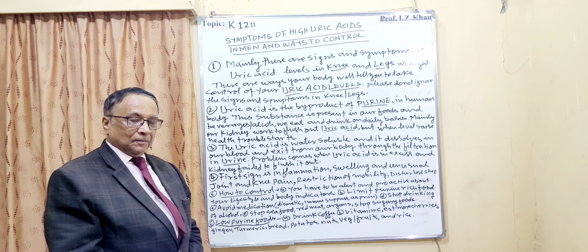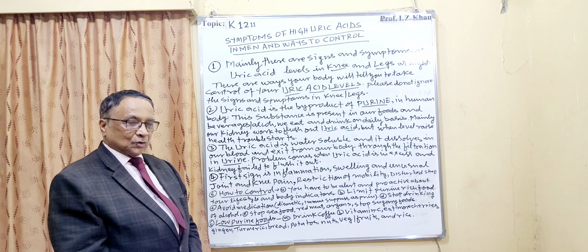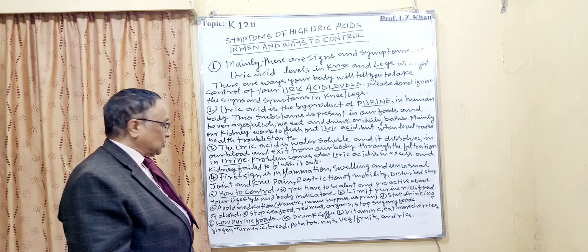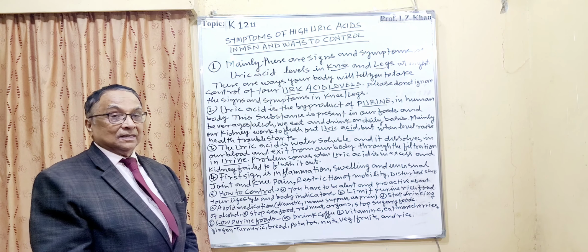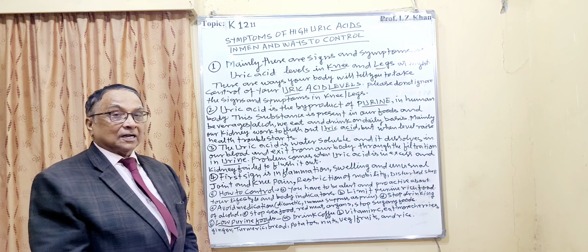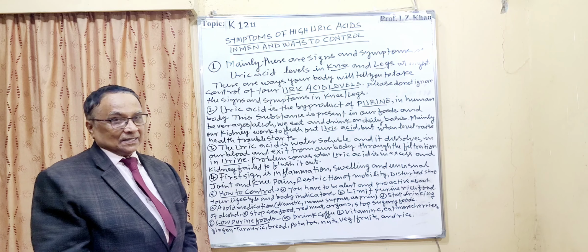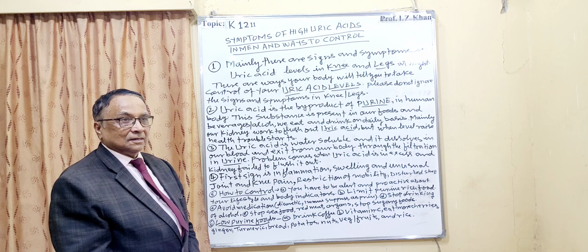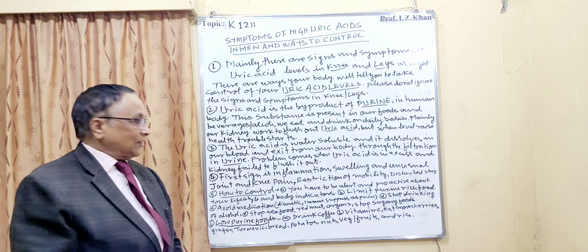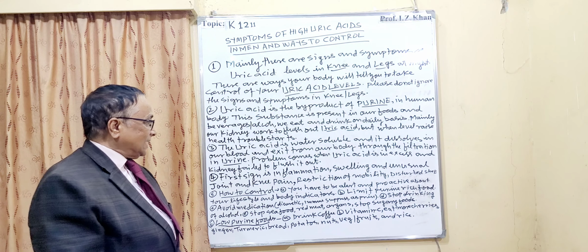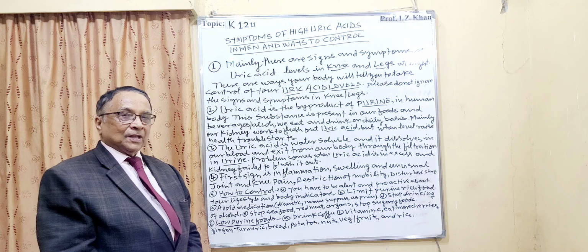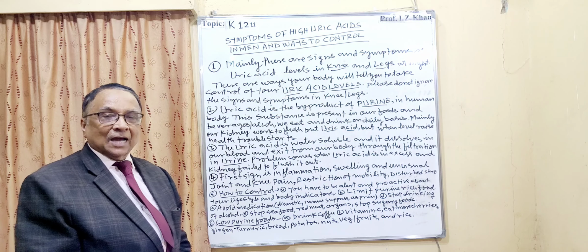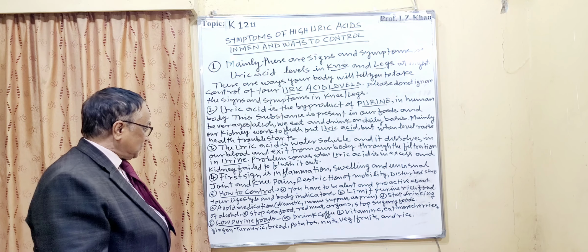How to control? You have to go for control measures. A, you have to be alert and proactive about your lifestyle. You have to be disciplined and control a lot of your eating habits, including your bad habits, and that is called lifestyle. And body indicators, you have to follow what your body is indicating. B, limit purine-rich foods. I have already told you what the purine-rich foods are.